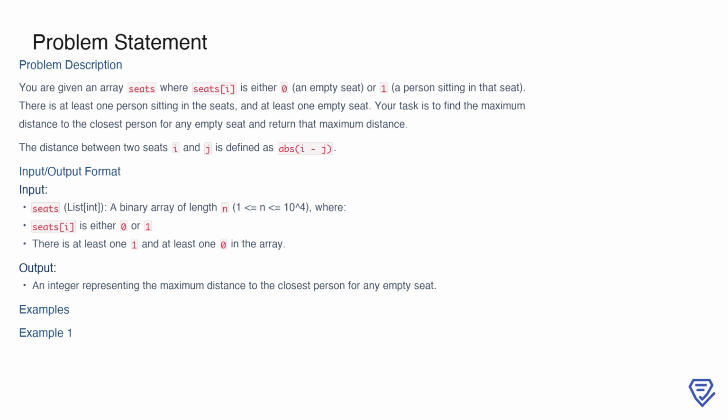For the input, the array seats has a length n that is between 2 and 10,000, and it is guaranteed that the array will always contain at least one 0 and one 1. The output is a single integer, which represents the maximum distance to the closest person from any empty seat. This problem requires calculating that maximum distance efficiently, given the constraints.